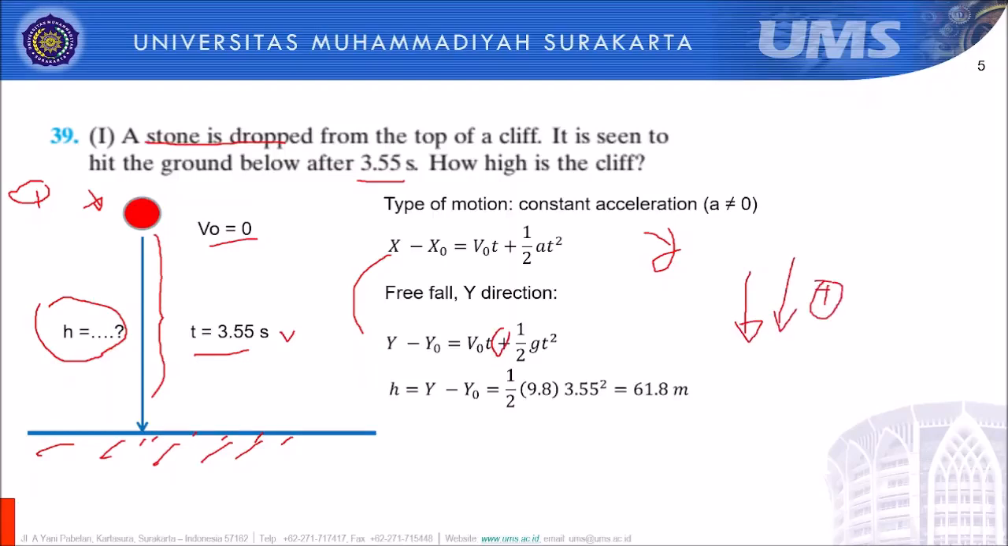The difference is, if we have a vertical direction in the upward direction, it should be minus gravity, right? So just put in the values. This is the height, the question we are going to calculate. V0 is 0, with 9.8 and 3.55 squared, and you get 60.8. Very easy.